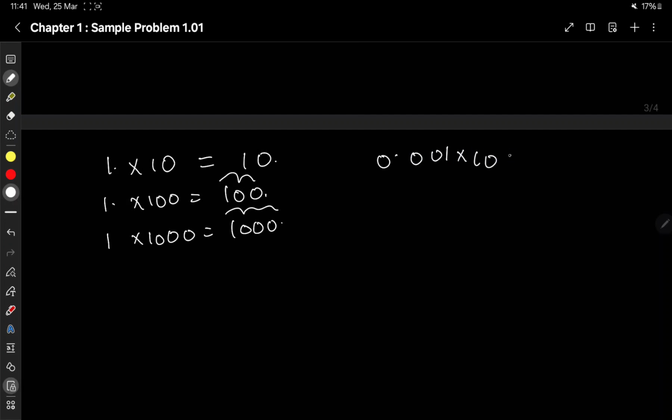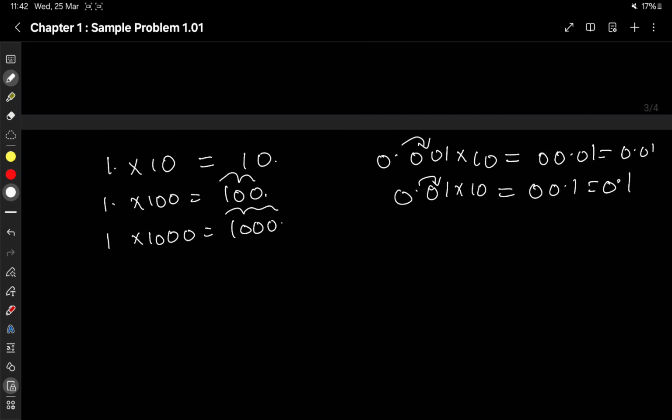So 0.001 into 10 is equal to, the point should shift its place 1 to the left side, so it should be 0.01. Similarly 0.01 into 10 is equal to 0.1, the point jumped one place. Now assume 0.001 into 1000. That means the point is going to jump 3 times, because there are 3 zeros. So 1, 2, 3. So now my value is 1.0, or I can write it as 1.